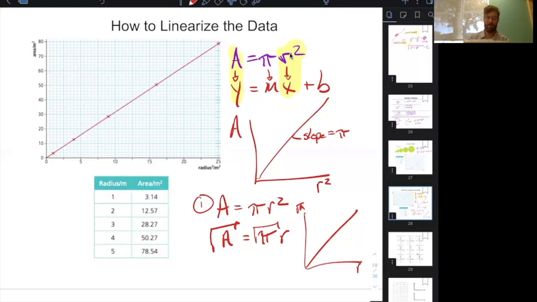Now, either way, ladies and gents, what you ultimately have to do is take the results of your equation, and you either need to calculate that square root of area, or you need to calculate r squared, and it needs to be presented in your lab.